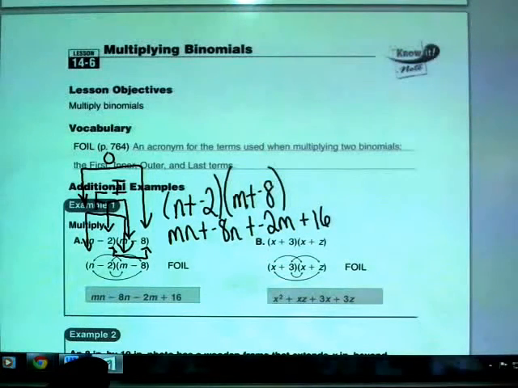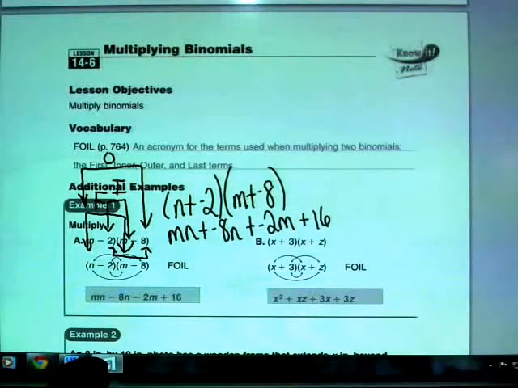We do have a potential helper here in the form of a table method. The table method will still do FOIL for us. It will still do the steps of FOIL, but it does it in a different way. Let's try that in B here. x plus 3 times x plus z.